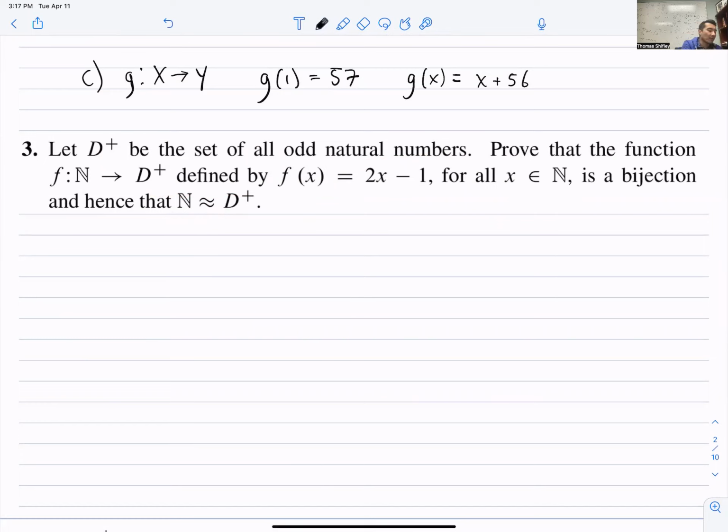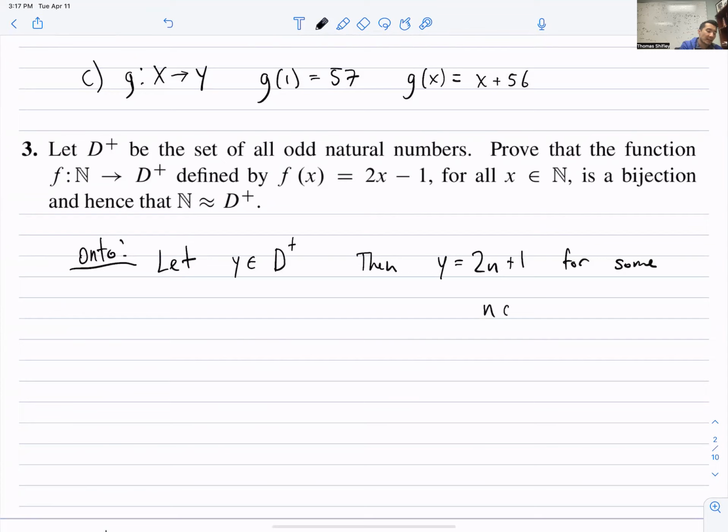And so how would we prove that? Well, let's do onto. Let's do the proof of onto. Let's call it y be an arbitrary element of D plus. So what does that mean? Then y is an odd natural number, so y equals 2n plus 1 for some n in N, right? That's the definition of being odd, because y is odd. And so what guy is going to get mapped? Well, f sends a natural number to 2 times that number minus 1. And so what natural number would get mapped to y using this correspondence?